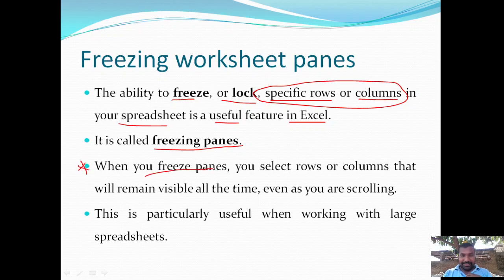When you freeze panes, you select rows or columns that will remain visible all the time even as you are scrolling. This is particularly useful when you are working with a large spreadsheet. It may contain several pages. It is a large document that contains a large amount of information. At that time, freezing worksheet panes is very useful.